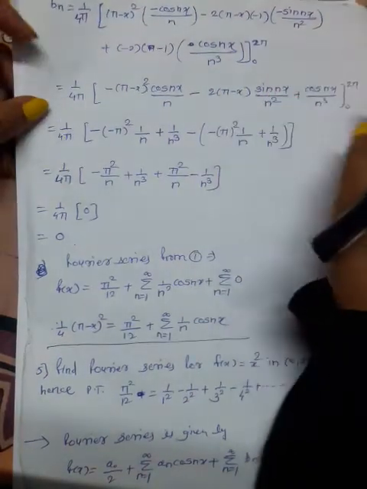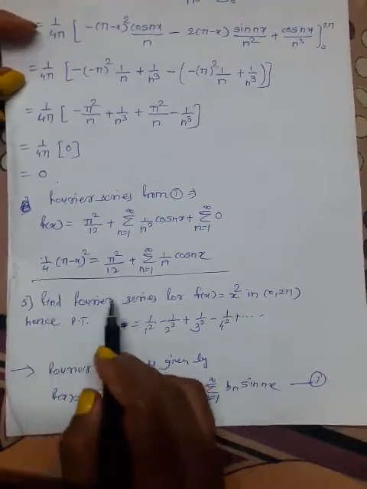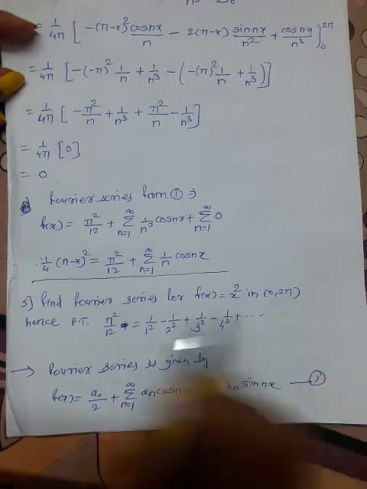Hello everyone, let us see the next example of Fourier series. Find the Fourier series for the function f(x) = x² in the interval 0 to 2π.